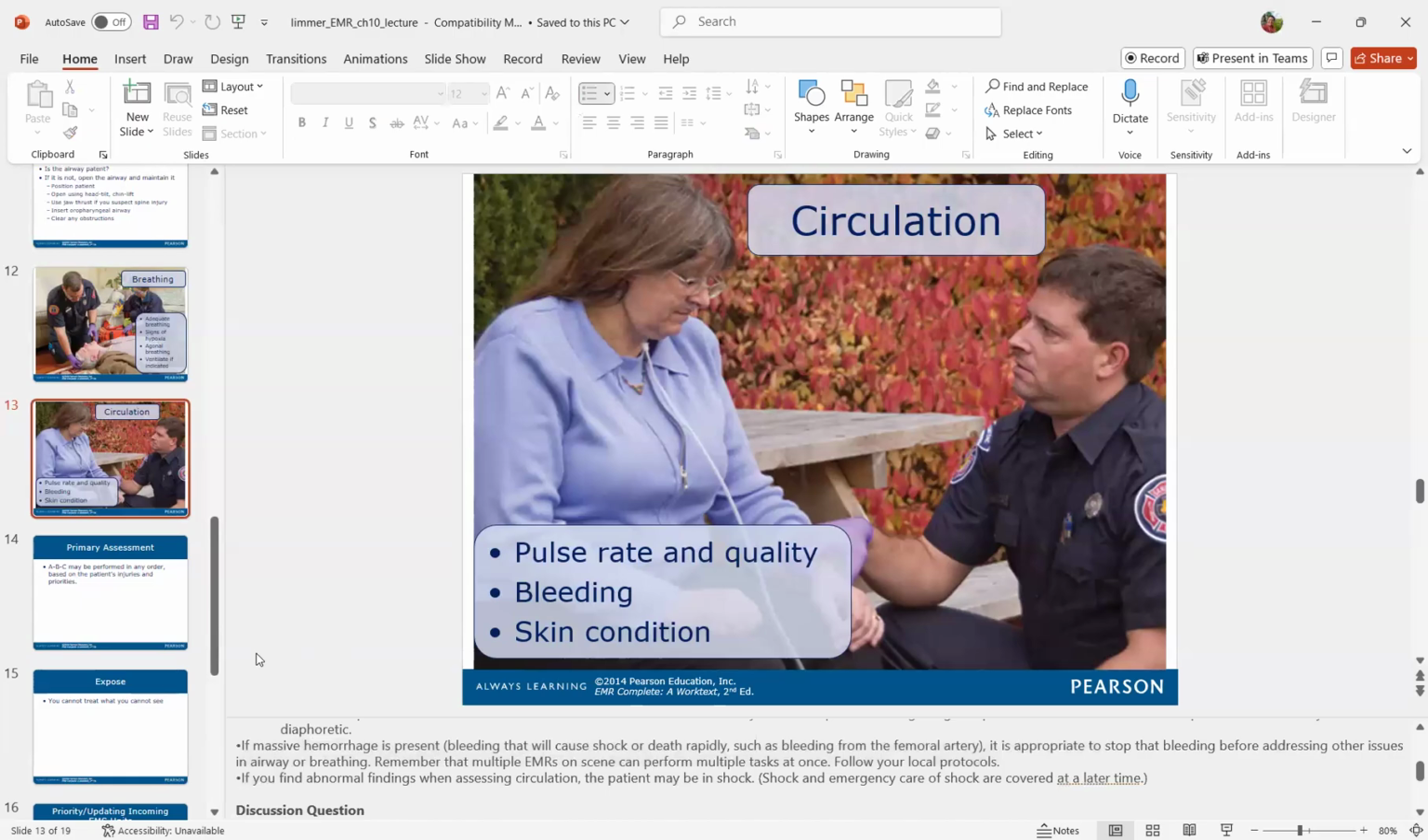If a massive hemorrhage is present, so it's bleeding that's going to cause shock or death rapidly, such as bleeding from a femoral artery, it's appropriate to stop that bleeding before we do our ABCs and assess anything else, because they're going to bleed out before we can get to airway. Multiple people on scene can be doing multiple tasks if you have more people, but if you're by yourself, this is kind of how we have to do it. If you have abnormal findings when assessing circulation, the patient may be in shock. We'll cover that when we get to that chapter for shock, hypoperfusion.